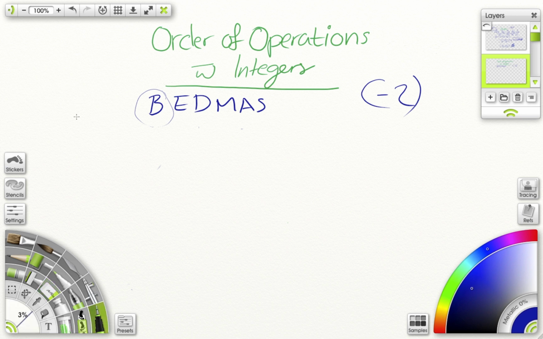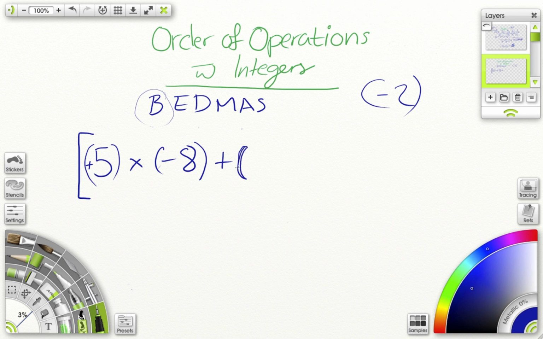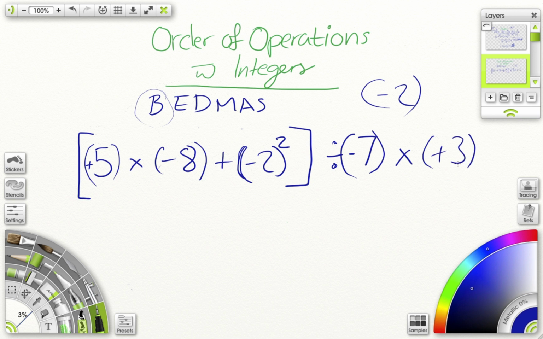So let's do one with an exponent this time as well. So let's do bracket positive 5 times negative 8 plus bracket negative 2 exponent 2 bracket divided by negative 7, and then times positive 3.